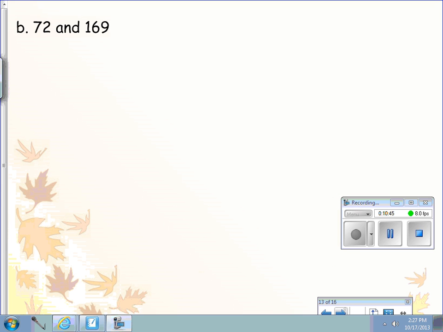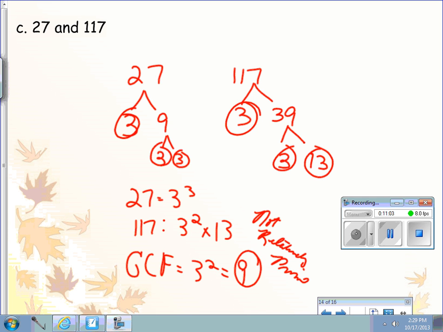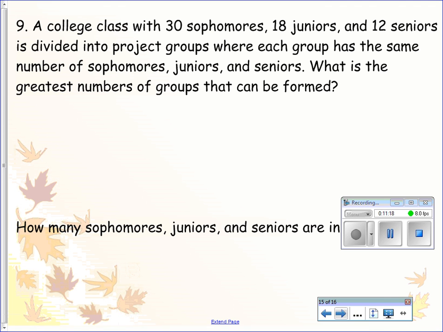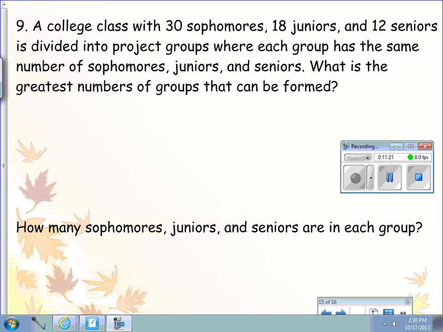Okay, we're going to skip this and go to 27 and 117. Let's check those two numbers and see if they are relatively prime. Again, after you factor these two numbers out, realize that they have a common factor of 3 to the second power. 3 to the second power is 9, so they have a common factor of 9. They're not relatively prime. In our last example, this is what you're going to be having, word problems using this method.